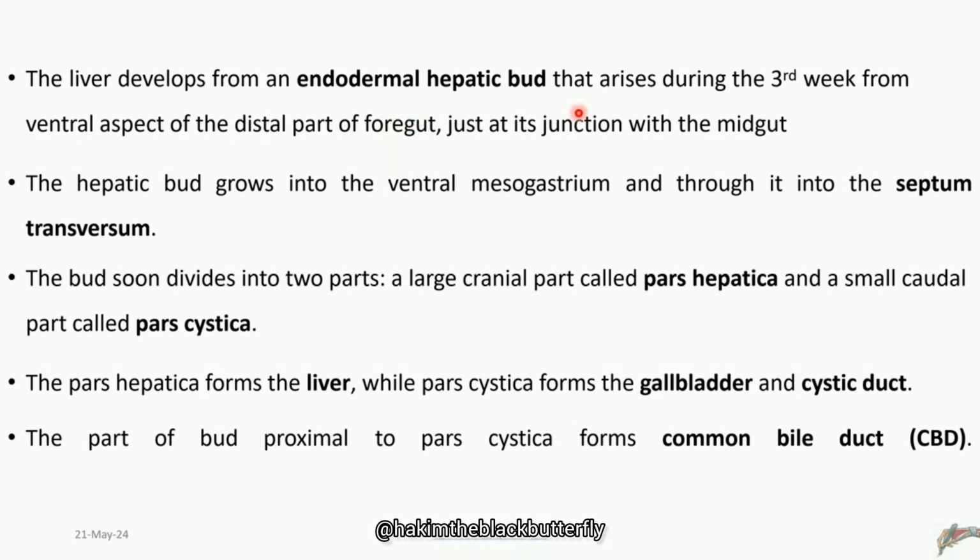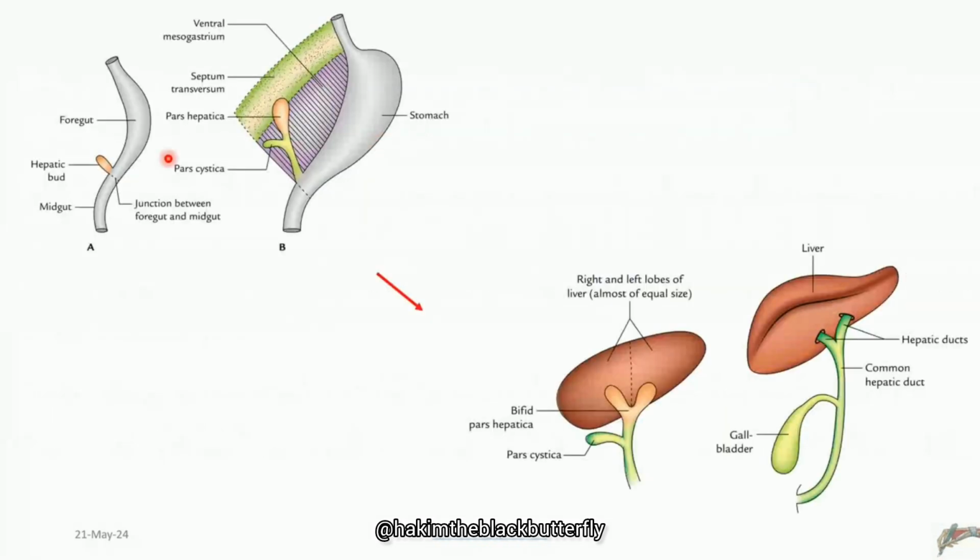Okay, as you can see here, that is the endodermal hepatic bud that will arise from the distal portion of the foregut. As he said, the foregut is going to give us the stomach, the esophagus, but also from its lower portion we shall have the hepatic bud growing.